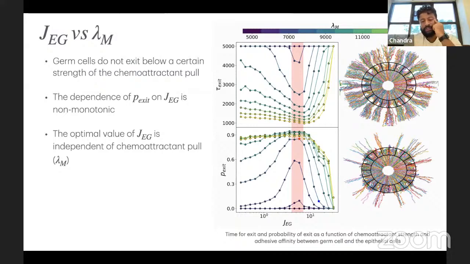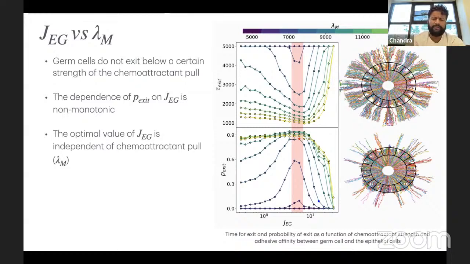What was pretty interesting is that this particular optimal value is almost independent of the strength of the chemoattractant itself. That's what I've shown in this red shaded region. The peak nicely aligns.